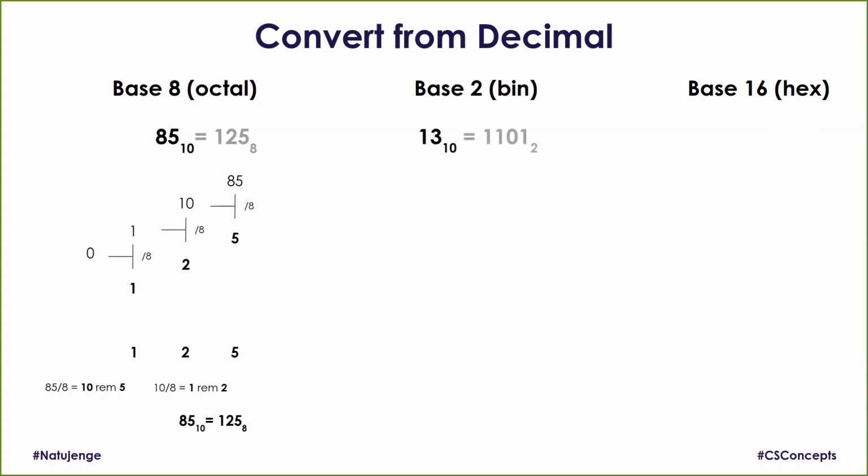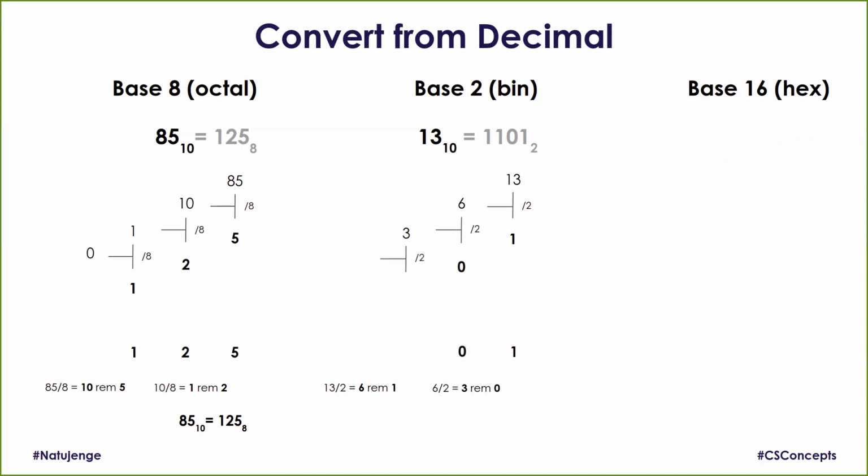So let's look at base 2. Similarly, we will take 13 divided by 2, which is the base, which is 6, remainder 1. And we'll also record the 1. Then we take 6 divided by 2, which gives you 3, remainder 0. We record the 3, then we write 0 down there, which we record as the remainder.